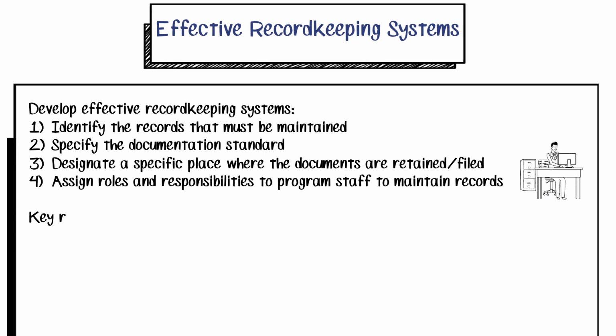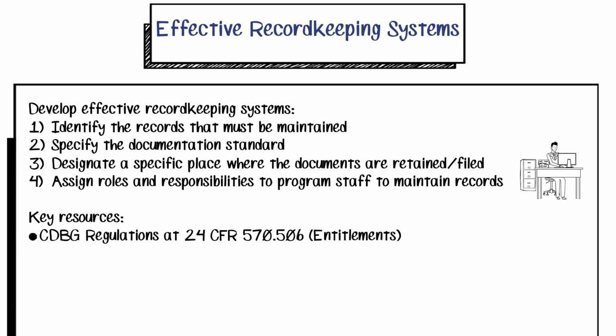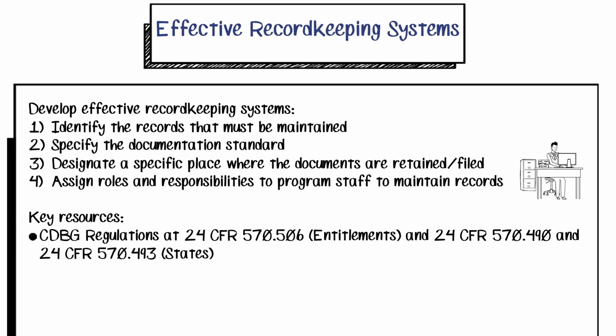There are two key resources that CDBG entitlement grantees and states can use to develop their record-keeping systems. The first resource is the CDBG regulations at 24 CFR Part 570, Section 506 for entitlement grantees, and 24 CFR Part 570, Sections 490 and 493 for states. Before funding a CDBG activity, review these regulations to determine the records HUD requires CDBG entitlements and states to maintain. The second source is HUD's CPD Monitoring Handbook.